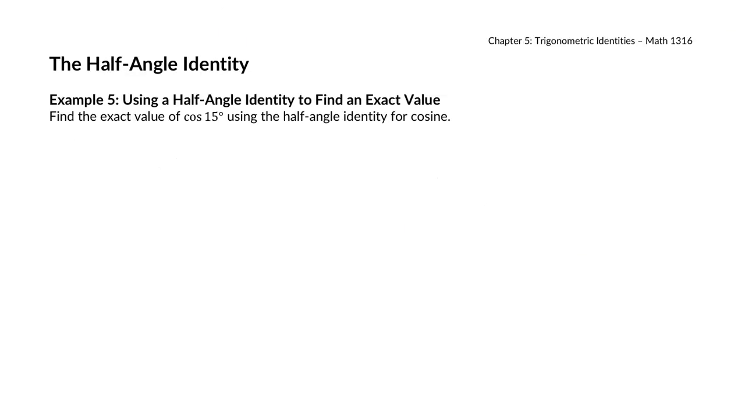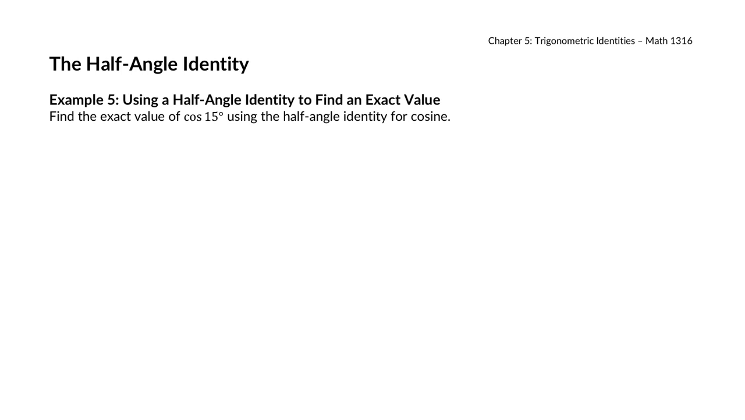Example 5 wants us to find the exact value of cosine of 15 degrees, but using the half angle identity for cosine. Obviously, finding the exact value of cosine of 15 degrees is potentially something we did last class, because you can find this by doing 45 degrees minus 30 degrees, but we will get a numerically equal but different representation of that exact value if we use the half angle formula.